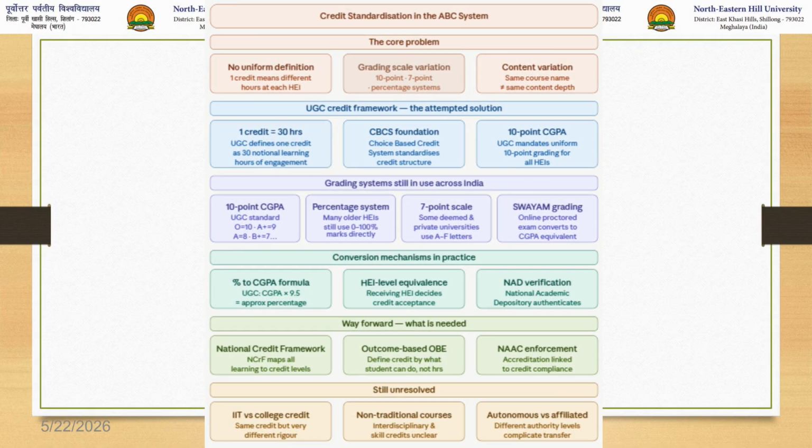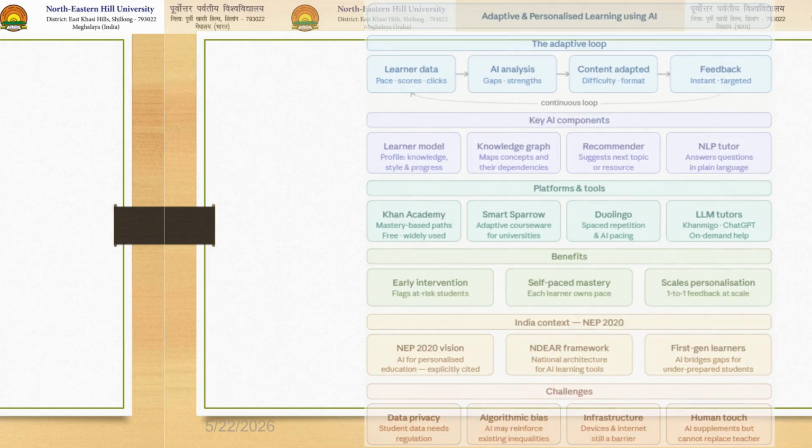A core problem in the ABC system is credit standardization, lacking uniform definitions and grading scales across institutions. The UGC framework attempts to solve this, but practical challenges in conversion mechanisms and different course types persist.